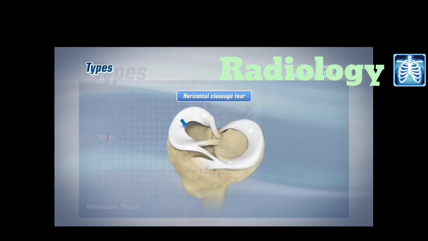Horizontal cleavage tear. This type of tear starts after a minor injury as a horizontal split deep in your meniscus, which is followed by degenerative changes in the area of damage. Eventually, the meniscus divides into top and bottom sections. Flap tear. This type of tear occurs on the surface of the meniscus and creates a flap that moves.